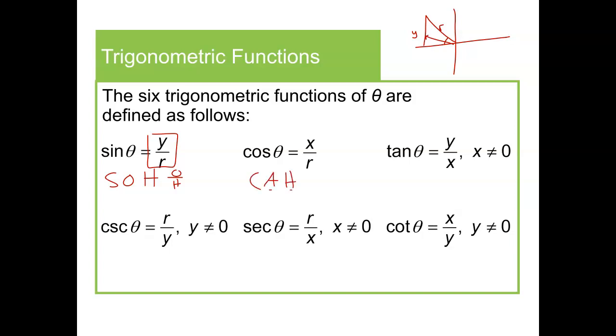Cosine is adjacent over hypotenuse. Well, now we have that the adjacent side is x. R is still going to be our hypotenuse. And tangent will be y over x, or opposite over adjacent. Okay? So the idea is the same. We're just rephrasing it a little bit.